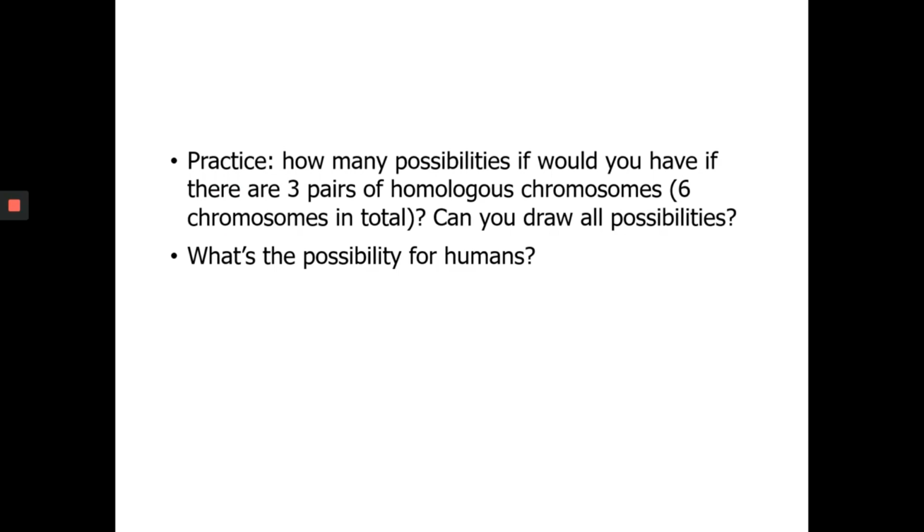Okay, so I have a practice question. This question will really test your understanding of how meiosis works, and especially how random assortment works. Okay, so here's my question. How many possibilities? So really, how many unique gametes? This is a typo. How many unique gametes would you have if you have 3 pairs of homologous chromosomes? So that means it's 6 chromosomes in total. Can you draw all the possibilities?